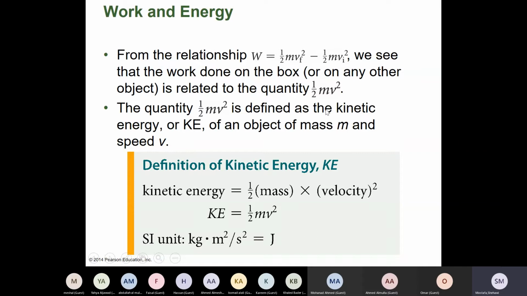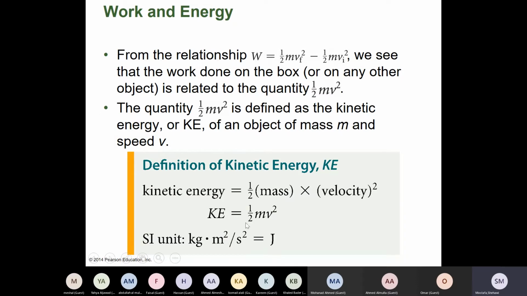So if any object or system is in motion, the kinetic energy is calculated as half mass multiplied by velocity squared. If the velocity is constant, the kinetic energy will be constant. If the velocity is changing, you take the instantaneous velocity to calculate the instantaneous kinetic energy. And the unit of it is the joule.